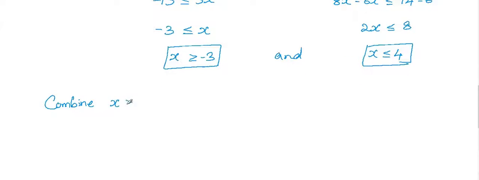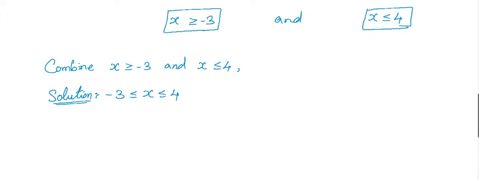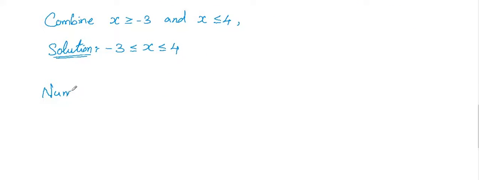So we got two inequalities. Now combine both the inequalities. If you combine x greater than or equals to minus 3 and x less than or equals to 4, we'll get minus 3 less than or equals to x less than or equals to 4. So this is the inequality solution for the given compound inequality.